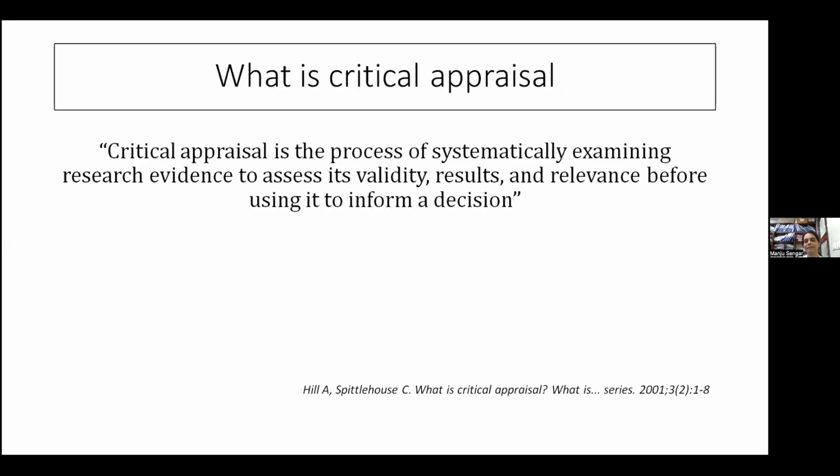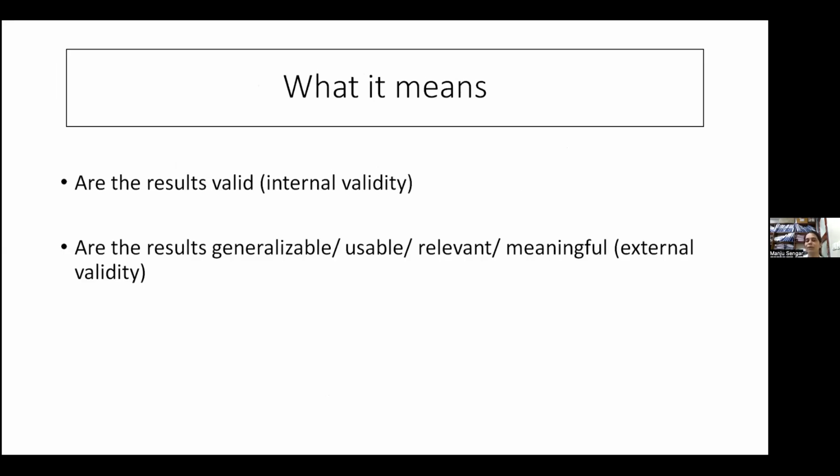But what is critical appraisal? Critical appraisal is the process of systematically examining research evidence to assess its validity, results, and relevance before you use it to inform a decision. So three words are very important in this definition. One, it's a systematic process. You're looking at validity and you're looking at relevance. And that pretty much summarizes the entire critical appraisal.